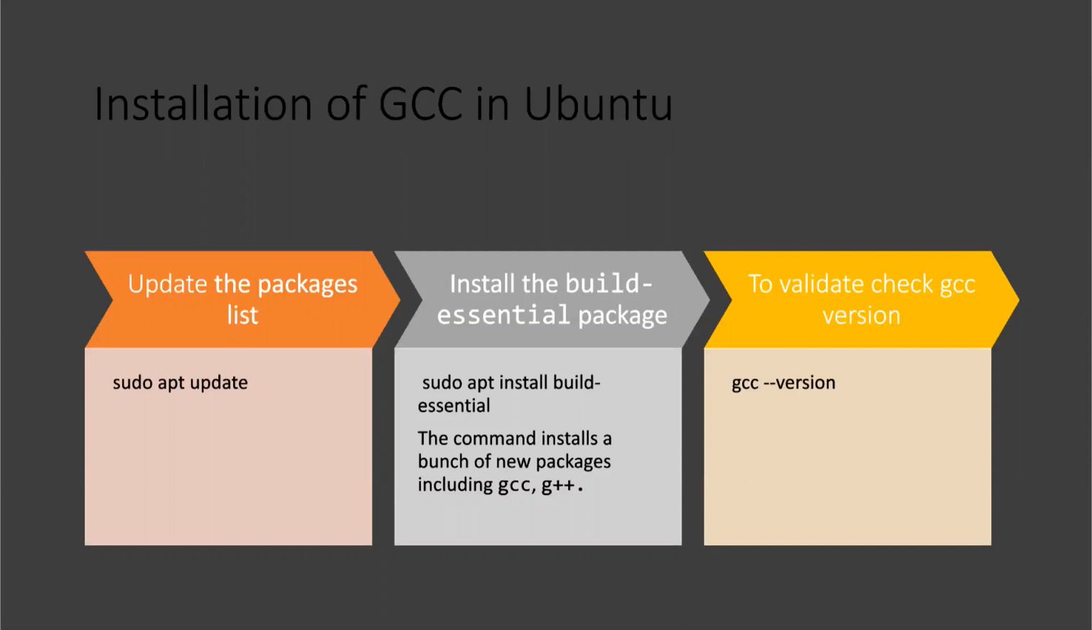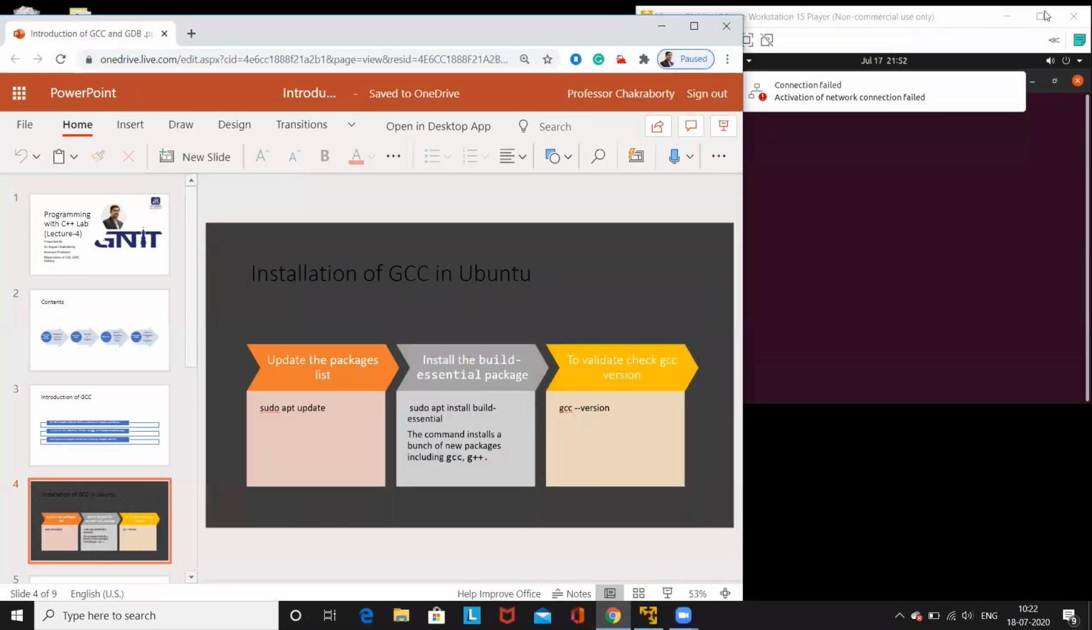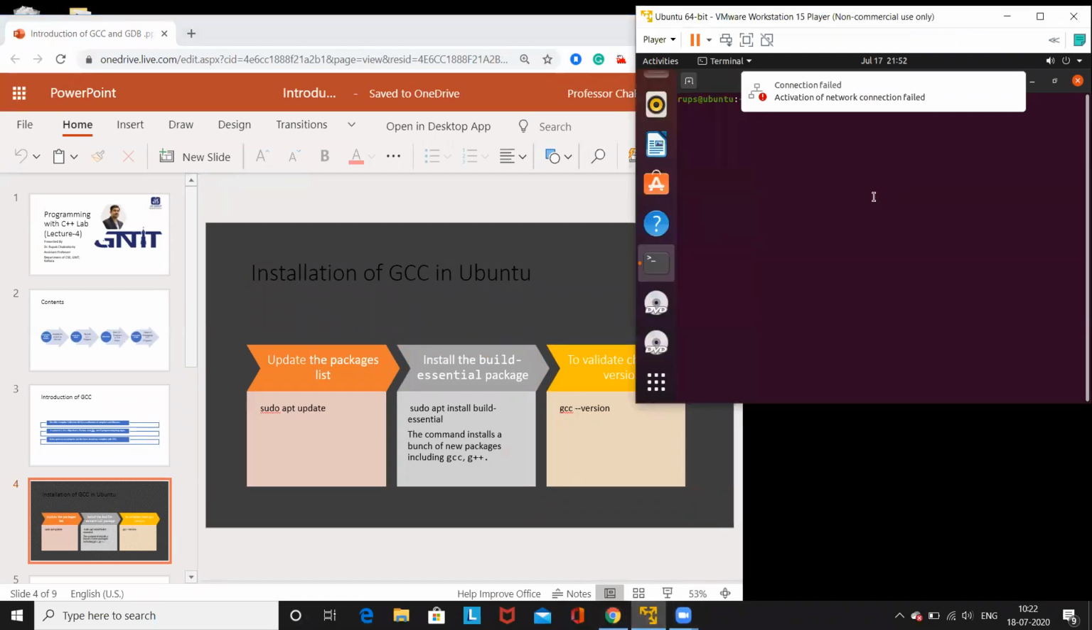After this, just allow me to minimize. I will not execute this because it will take time. So this is the command: sudo apt update, then you have to press enter. When you press enter, it will ask for administrative permission. That means you are the administrator, root, so a password is required. You have to enter the password, and after that it will search for updates.